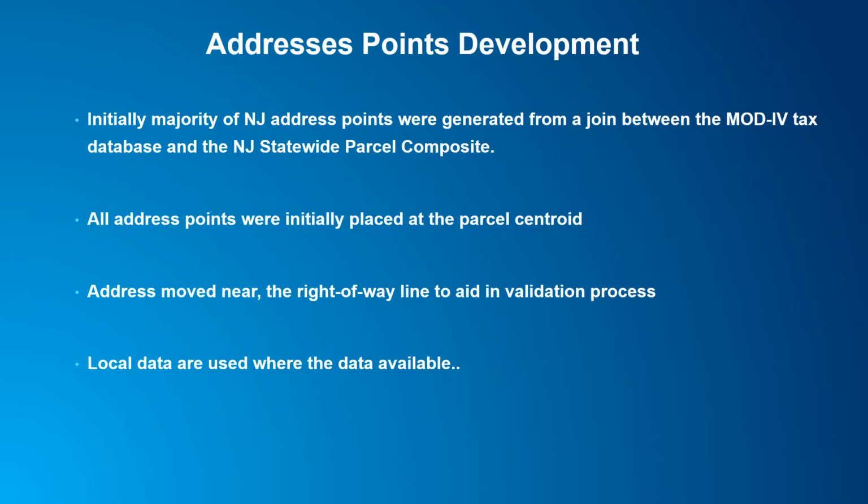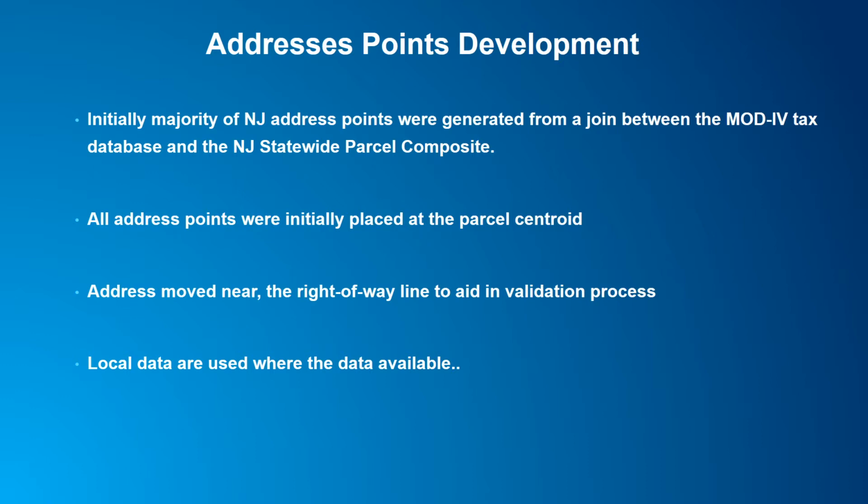So the majority of our address points were generated from a join between mod4 data and statewide parcel data. What's mod4 data? It's our New Jersey tax system, which was established in 1966, which was created using COBOL for uniform preparation, maintenance, and presentation of New Jersey tax data. Since then, various fields have been added and many procedures have been implemented to create a complex data set. We used an ETL tool to combine this data with our parcel data. The property location field in this combined data was utilized to create our current address points.